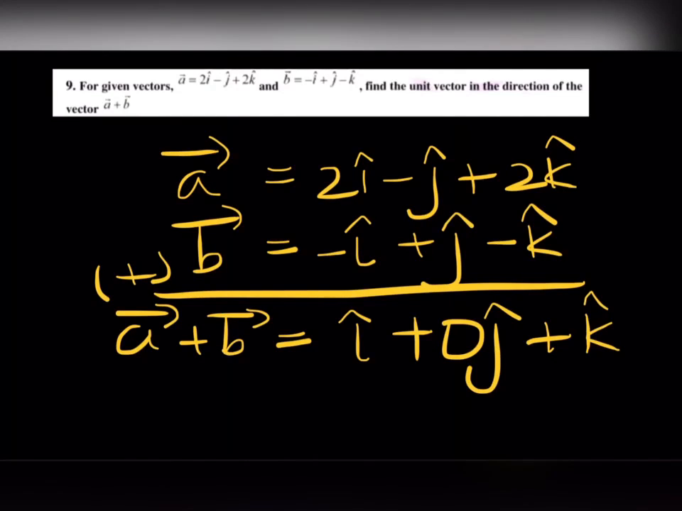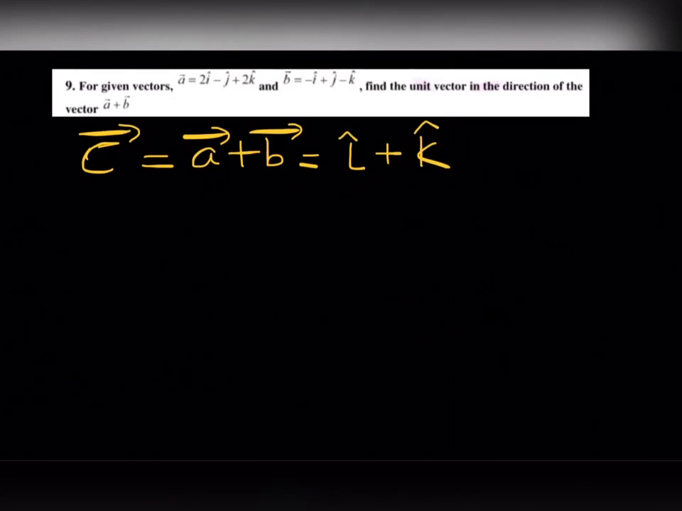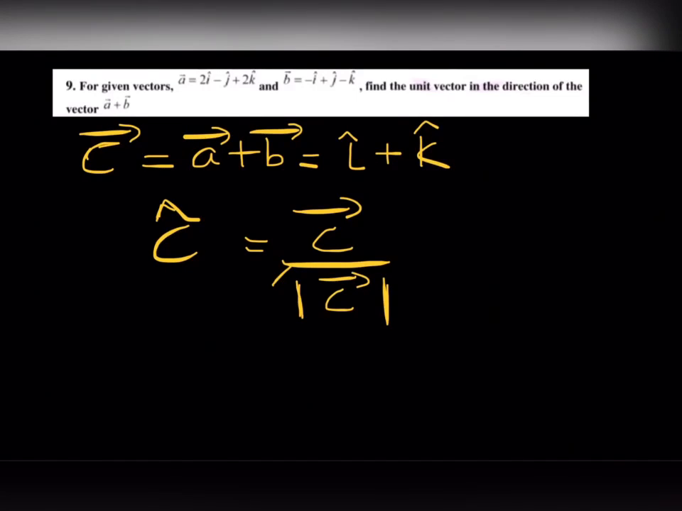So let us assign vector A plus vector B as vector C. We got vector C, which is vector A plus vector B, as i cap plus k cap. Now the next step is that in order to find a unit vector, here we are required to find C cap, the unit vector in the direction of vector A plus vector B, that is in the direction of vector C, is C cap. So C cap is nothing but vector C divided by the magnitude of vector C. Now the required step for us is to find the magnitude of C.